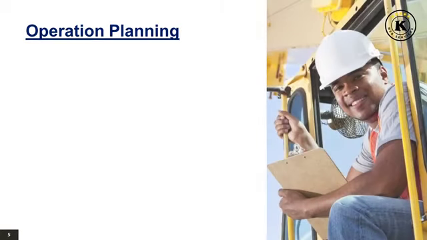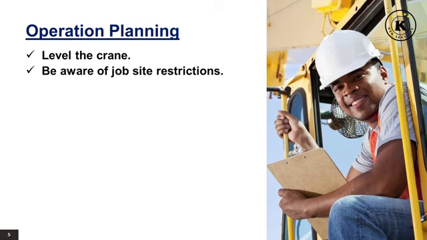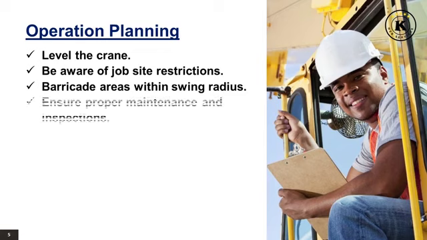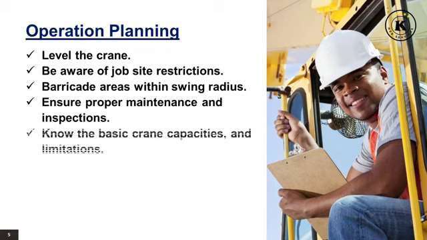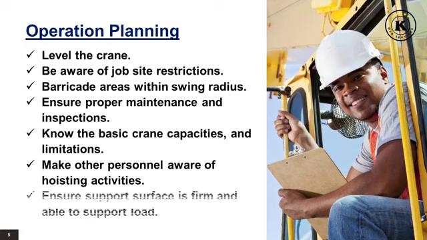The operation planning steps before startup include: 1. Level the crane. 2. Be aware of job site restrictions. 3. Barricade areas within swing radius. 4. Ensure proper maintenance and inspections. 5. Know the basic crane capacities and limitations. 6. Make other personnel aware of hoisting activities. 7. Ensure support surface is firm and able to support load.